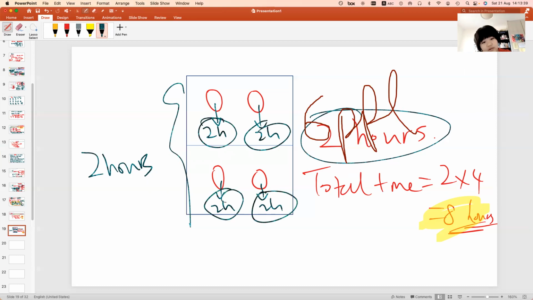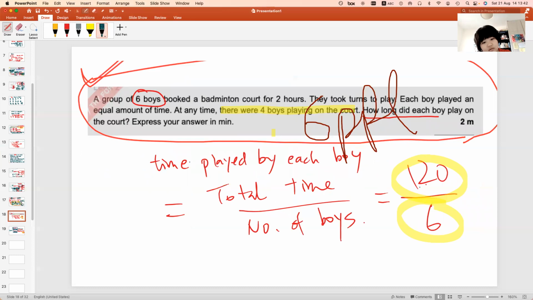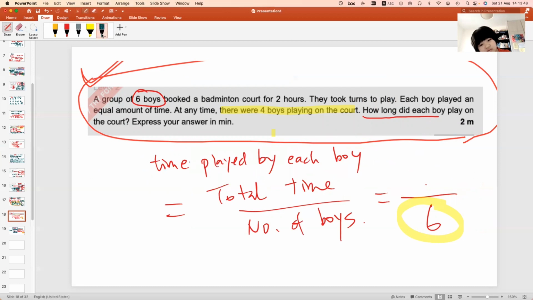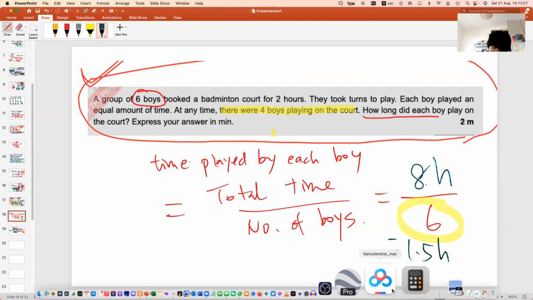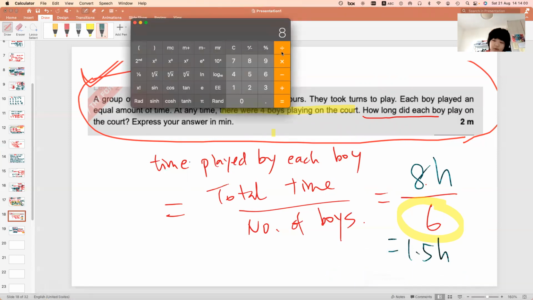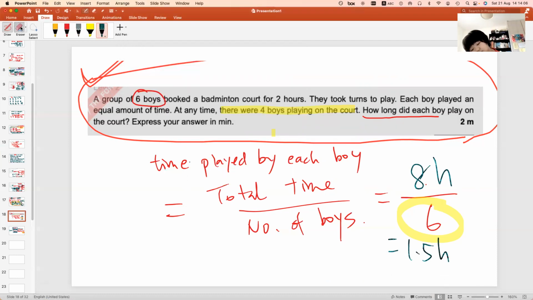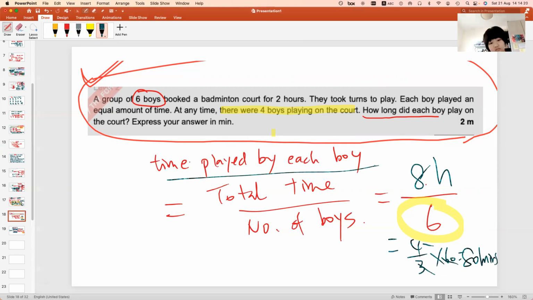But there are 6 people. So therefore, instead of total time equals 120 minutes, we don't make use of 120 first. We can use hours first, then we convert. So 8 hours divided by 6 is 1 and 1/3, which is 4/3. So 4/3 times 60 is 80 minutes per person. So the time played by each boy is 80 minutes.